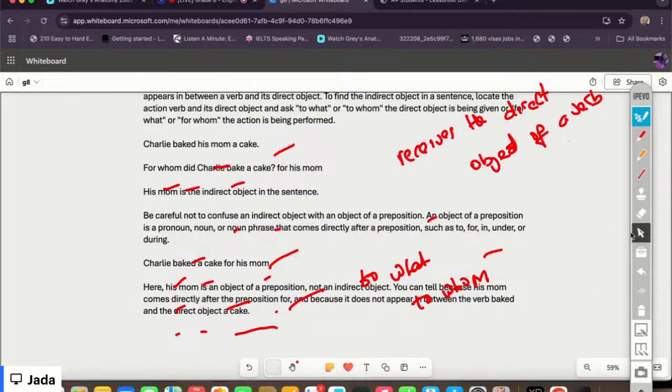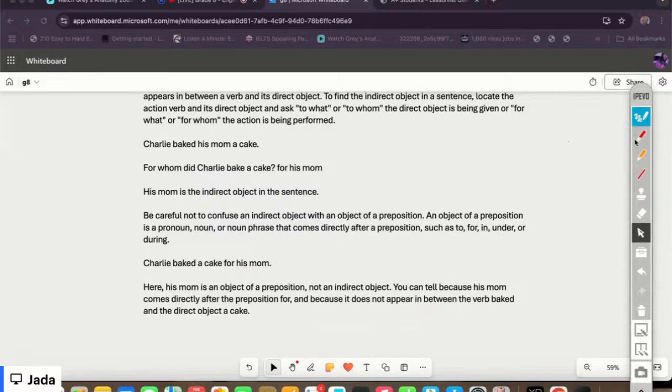Be careful not to confuse the indirect object with an object of a preposition. An object of a preposition is a pronoun, noun, or noun phrase that comes directly after a preposition such as to, for, in, under, or during. So, Charlie baked a cake for his mom. Here, his mom is an object of a preposition, not an indirect object, because it comes directly after the preposition for, and because it does not appear in between the verb baked and the direct object a cake. Remember that the indirect object will be in the middle of the verb and the direct object. Okay, so let's move on to the test.